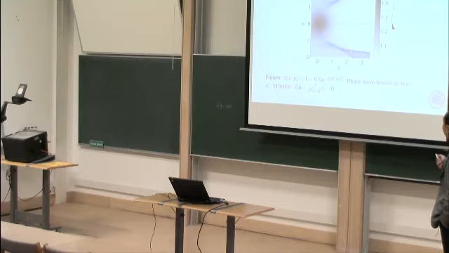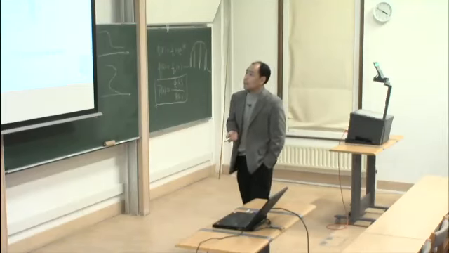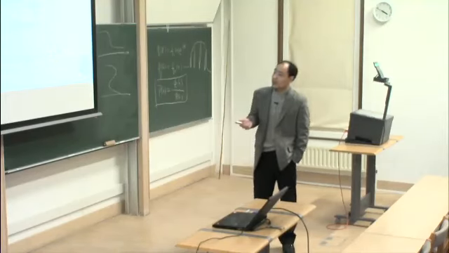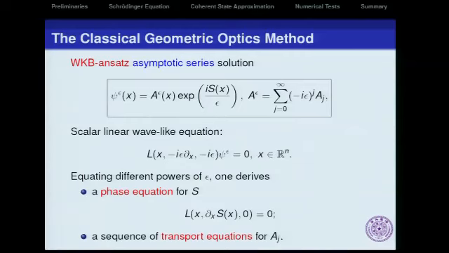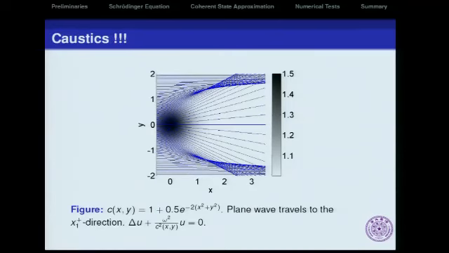On the interface, if you solve the equation in this way using the ray tracing method, the amplitude function will blow up here. This is the so-called caustics. In this region close to the caustic, the ray tracing method does not work. This is the basic argument, and it lasts for many years.